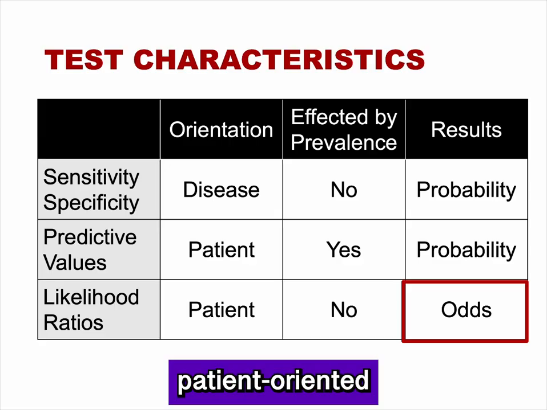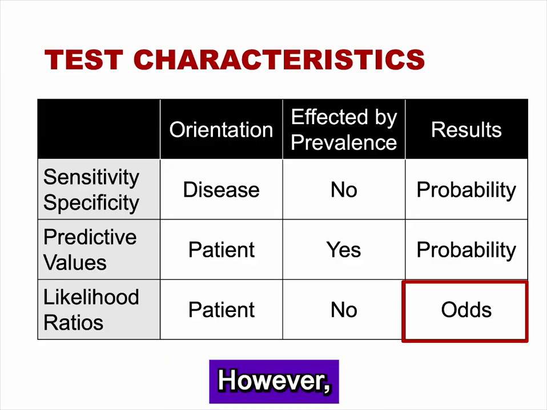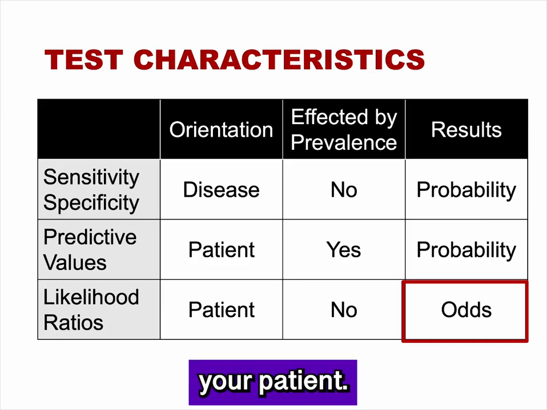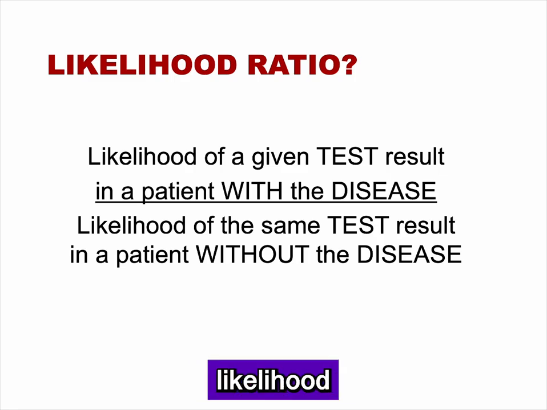Likelihood ratios are patient-oriented and not affected by prevalence. However, likelihood ratios are odds and not probability, but they can be easily converted to give the post-test probability of disease in your patient. So what is a likelihood ratio? A likelihood ratio is the likelihood of a given test result in patients with the disease divided by the likelihood of that same test result in patients without the disease. In other words, the likelihood of a given test result in those with disease compared to those without disease.